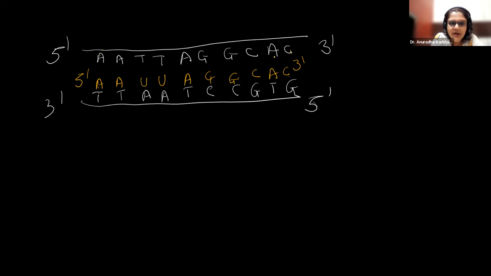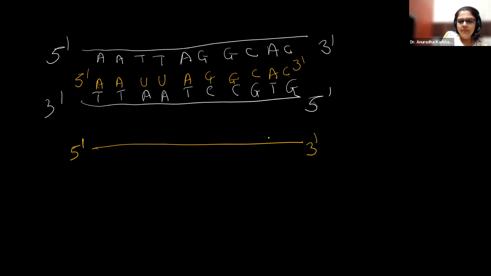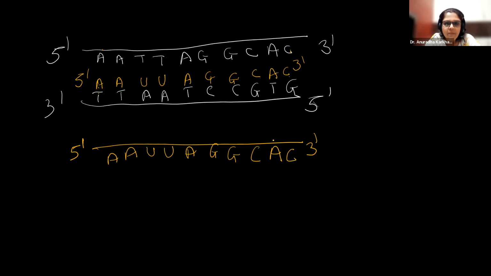Okay, got it? So this yellow sequence that I have made now, this is my yellow sequence which I have made from 5 prime to 3 prime. That is what? A U A G G C A C. Do you agree?